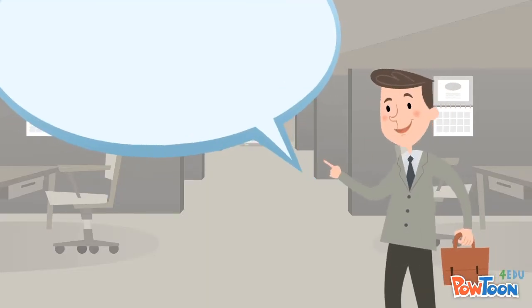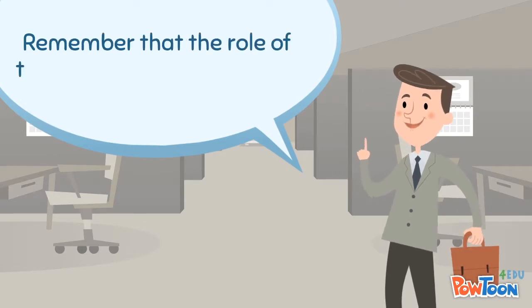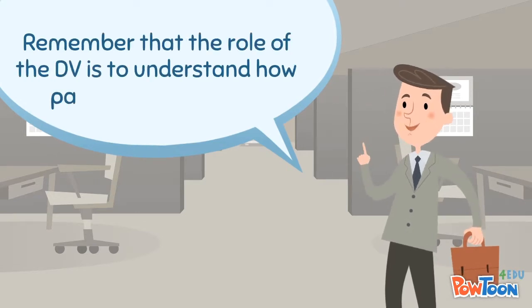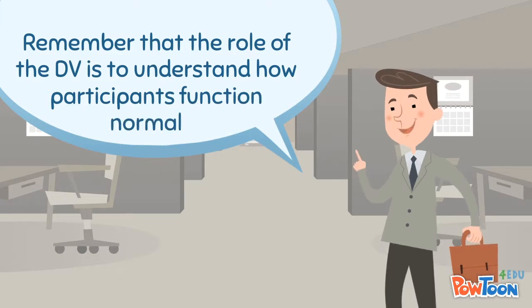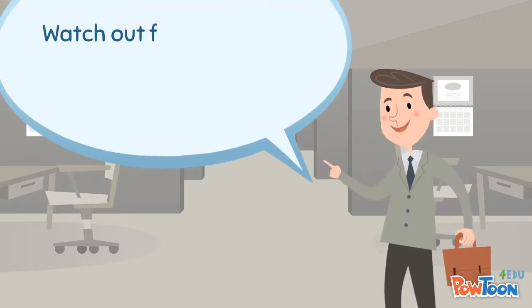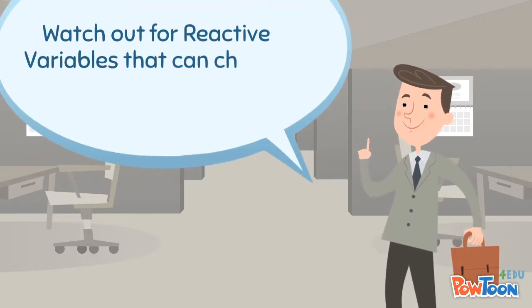Remember, the role of the dependent variable is to understand how participants function in normal situations. Variables that affect the traits we are trying to measure are called reactive variables.